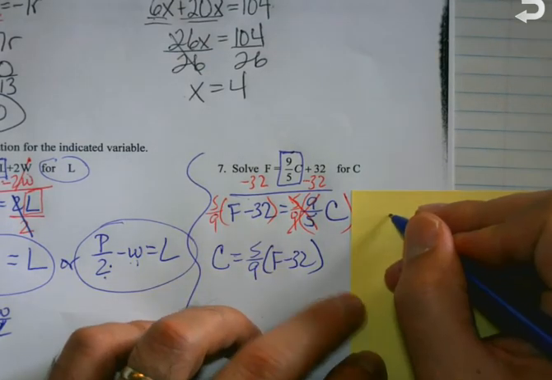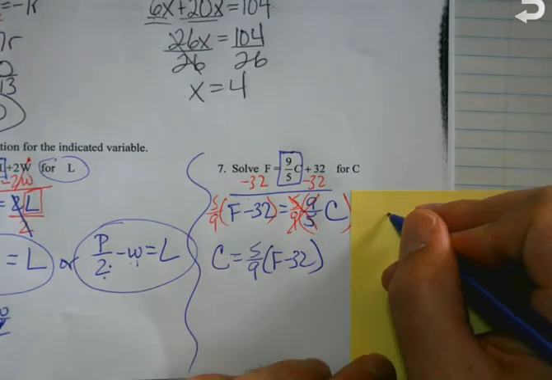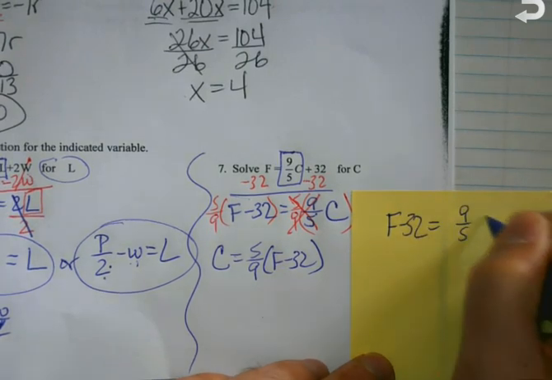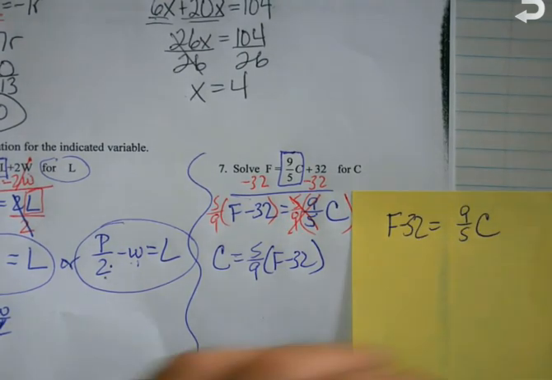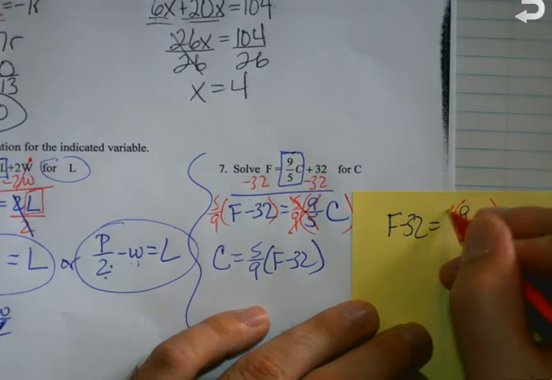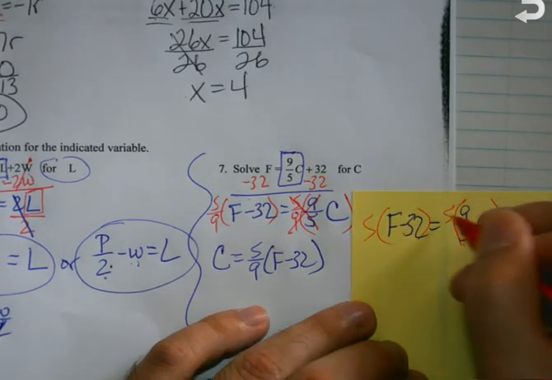When I get to this step, because I'm still going to minus the 32 first, I'm going to do just like we did in number 1. I just want to get rid of the fractional part first. I want to get rid of the 5. I'm going to times by 5.